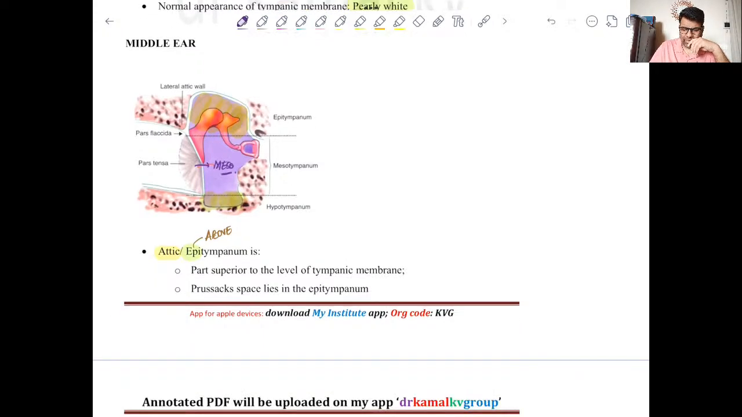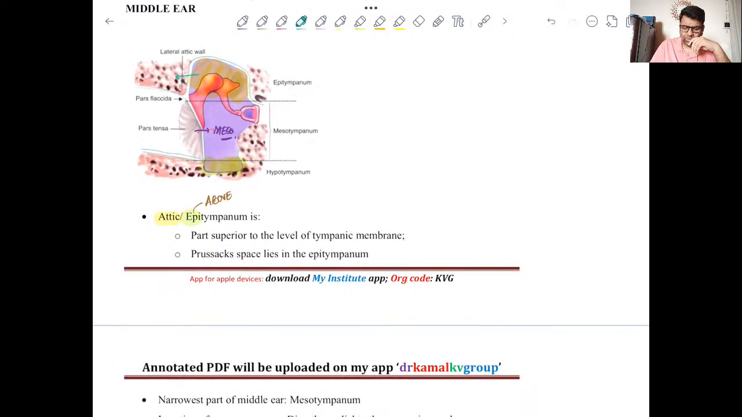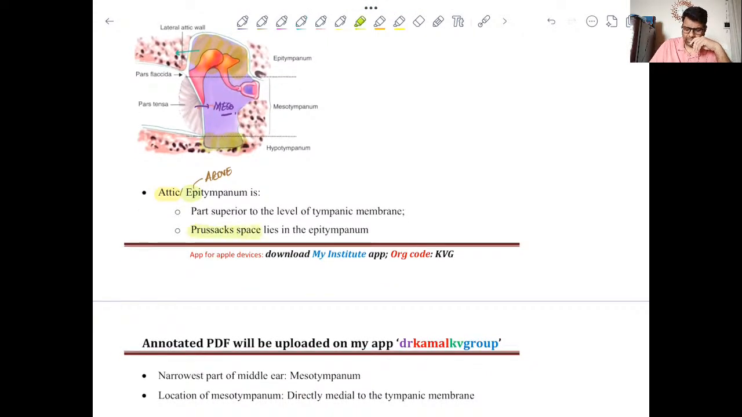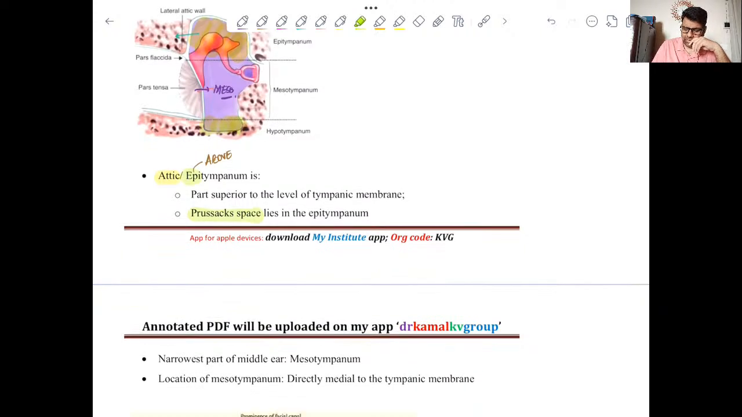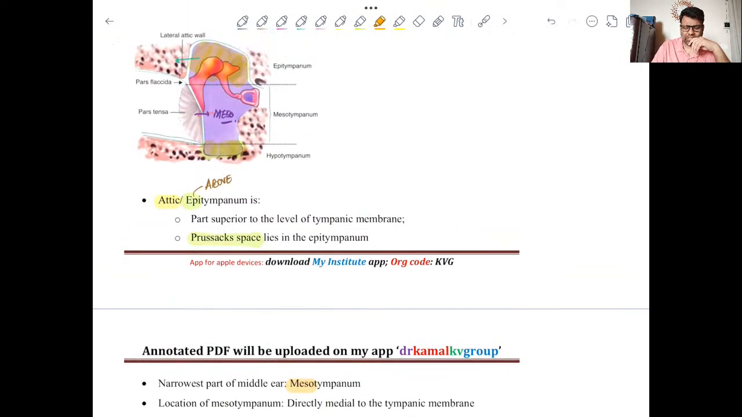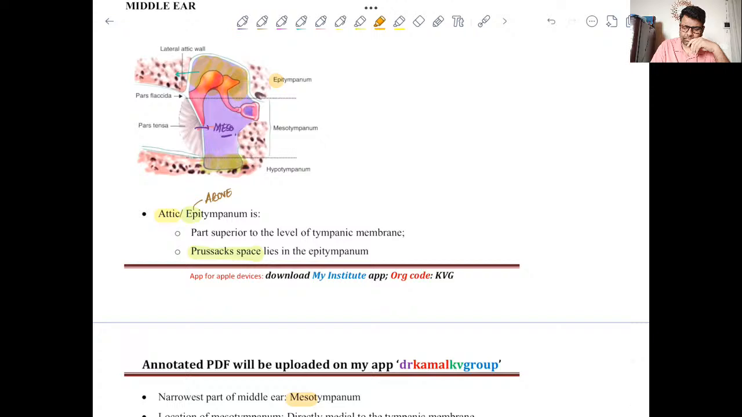Now this attic or epitympanum is very important because it is in more proximity to the mastoid antrum, right? So this is epitympanum, and there is one Prussak's space in this epitympanum. Out of the 3, mesotympanum is the narrowest, and mesotympanum is just medial to the tympanic membrane. Okay, so epitympanum, mesotympanum, hypotympanum.